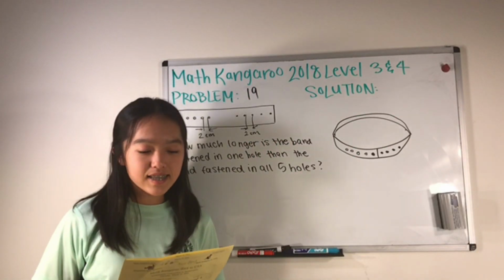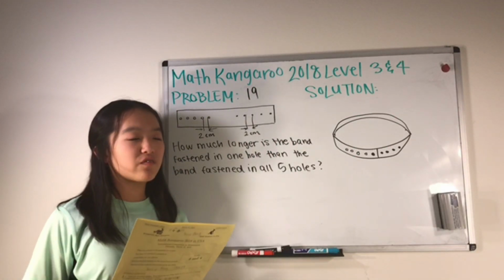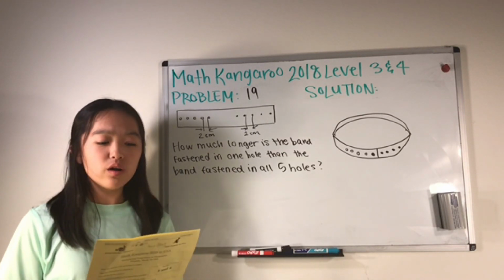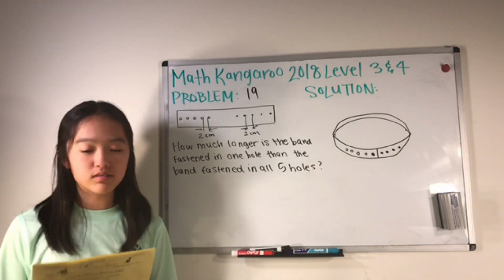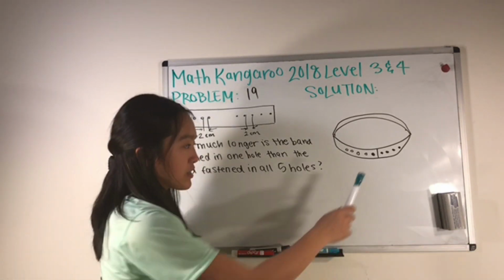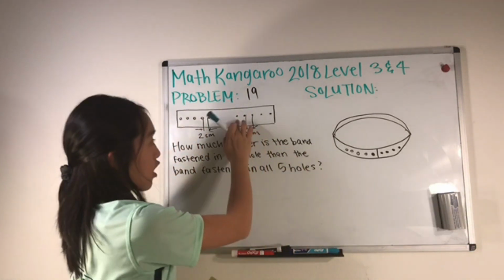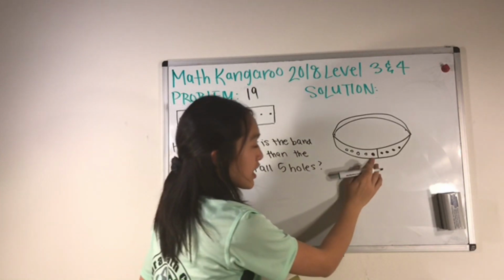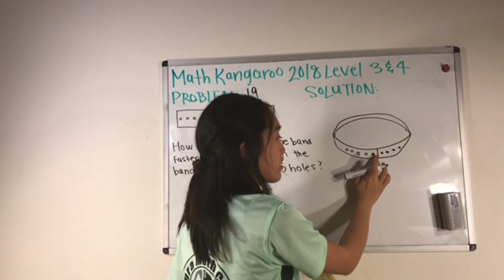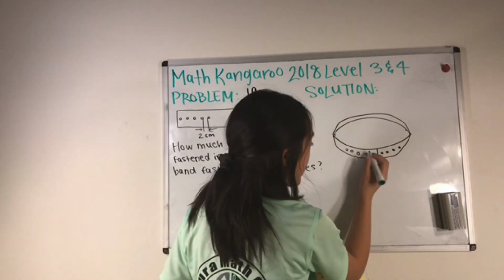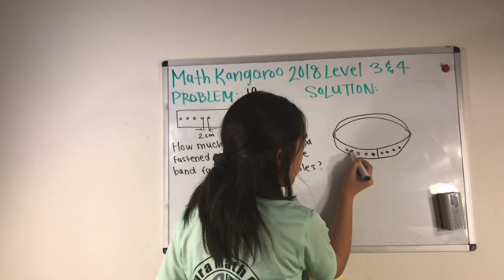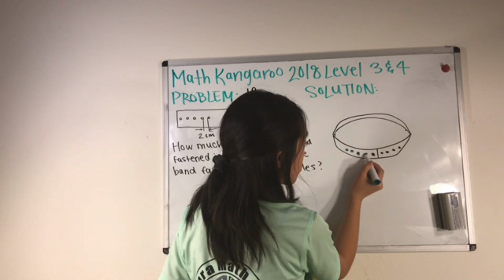Problem number 19 says, the band shown in the drawing can be fastened in 5 ways. How much longer is the band fastened in one hole than the band fastened in all 5 holes? So as you can see, basically the way the band works is that these are the hooks that hook into the holes. So assuming that we have, this is when the hook is on the first hole. And then when it's on all 5 holes, all 5 of the holes would be filled.